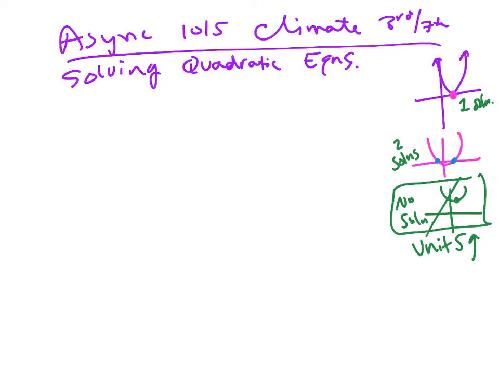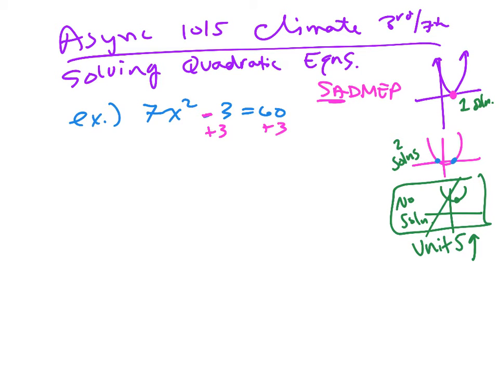All right. So an example that you will see: let's look at this. 7x squared minus 3 equals 60. So I'm going to follow SADMEP, and I'm going to check first for addition or subtraction. So I have that minus 3, so I'm going to add 3 to both sides. Right? So I'm not even worried about the x squared part yet.